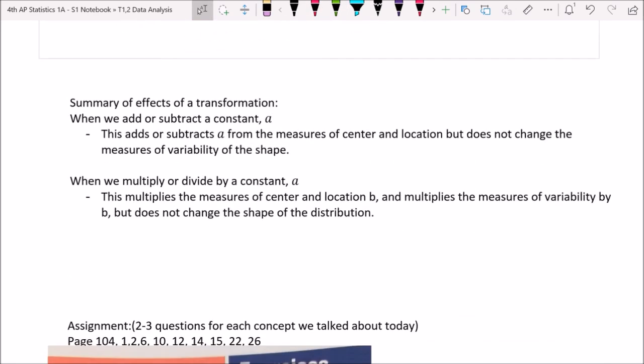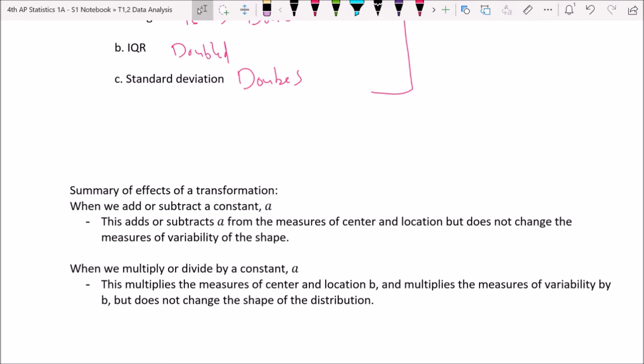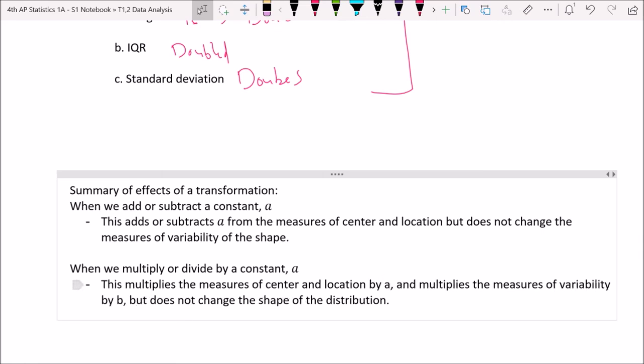Let's summarize. So here's a summary of what we just talked about. If you add or subtract a constant, then it adds or subtracts that value from the measures of center, but it does not change the measures of variability at all, because adding and subtracting doesn't affect how spread out the data are. However, when we multiply or divide by some constant, like 2 in our example, it multiplies the measures of center and location and multiplies the measures of variability, but does not change the shape of the distribution. And I don't know why it says B there. I think it means to say by A, and multiplies the measures of variability by A. So typo fixed.